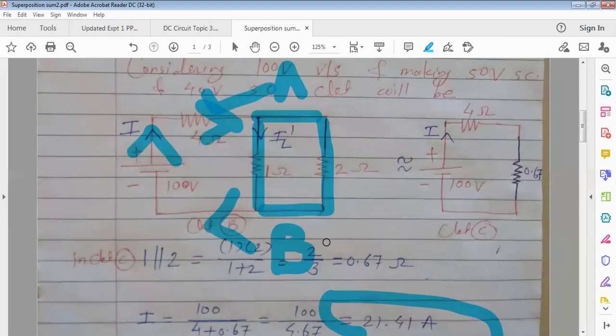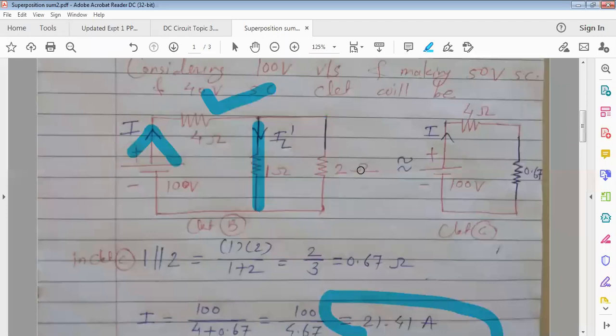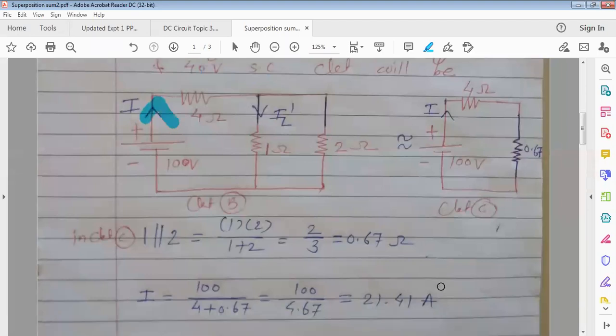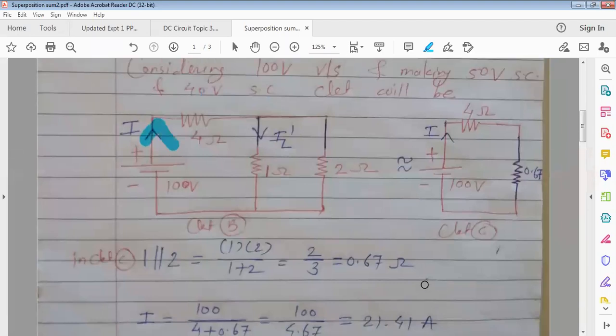Current division rule. Very easy. Using the current division rule you can find it out. The total current is 21.41 A. In the numerator, which resistance will you take, 1 ohm or 2 ohm, for current division? 2 ohm. Correct.